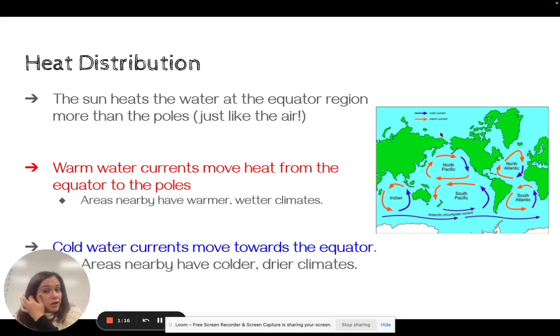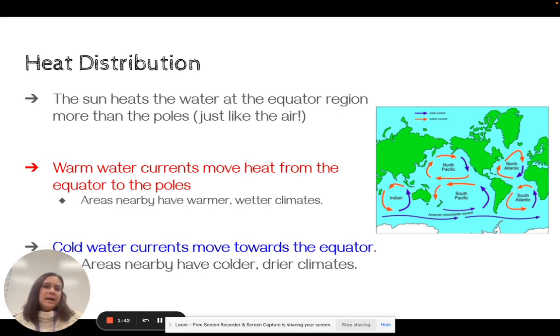Right now we're going to talk about that. So just like winds distribute heat around the world, the oceans do the same thing. Because solar insolation is strongest at the equator, the sun is going to heat up the water more at the equator than the poles, just like what happens with the air. So these warm water currents all start at the equator and move heat away from the equator up to the poles.